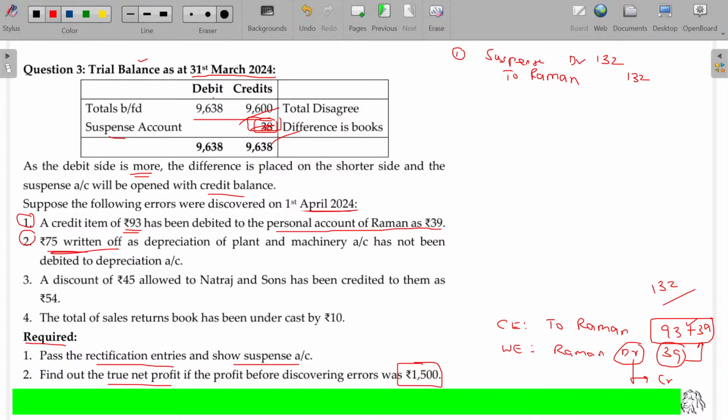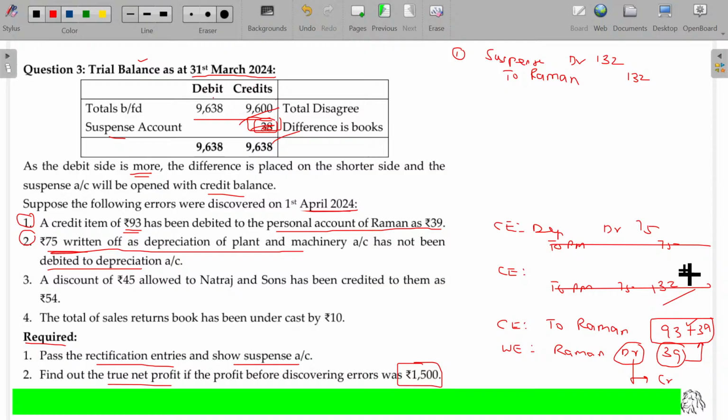Second, 75 written off as depreciation of plant and machinery account has not been debited to the depreciation account. So the correct entry is depreciation to plant and machinery. What's the wrong entry? To plant and machinery. Not debited in the depreciation. It means already credited in plant and machinery, but we have not debited the depreciation. Partial omission. So this one is okay. This one is omitted. In case of omission, you have to pass an entry.